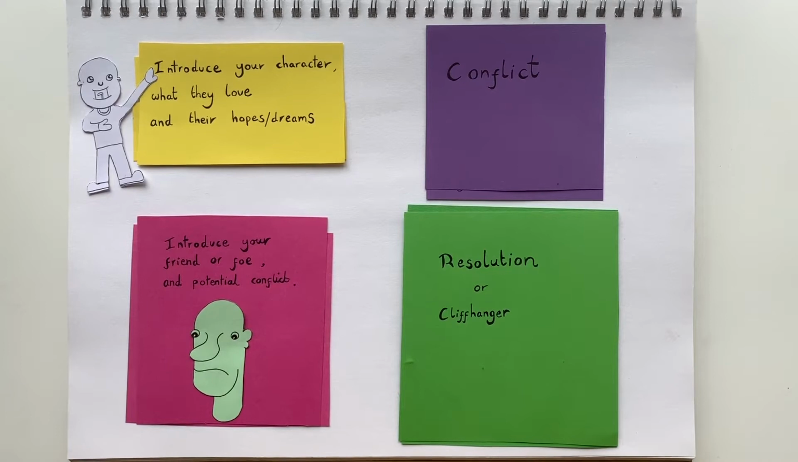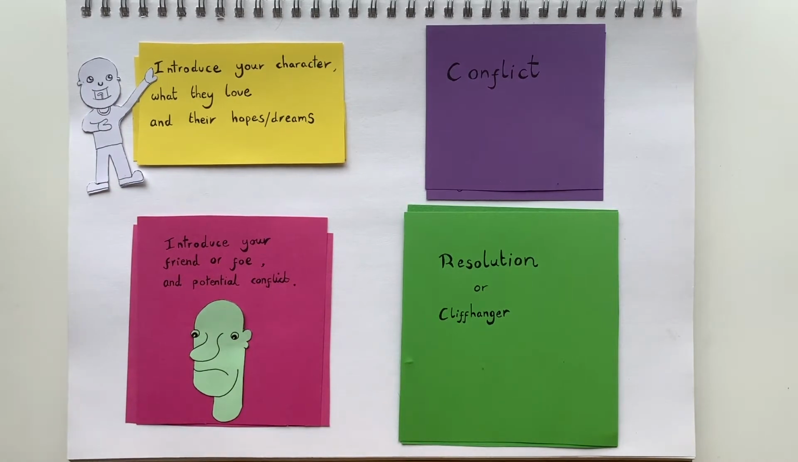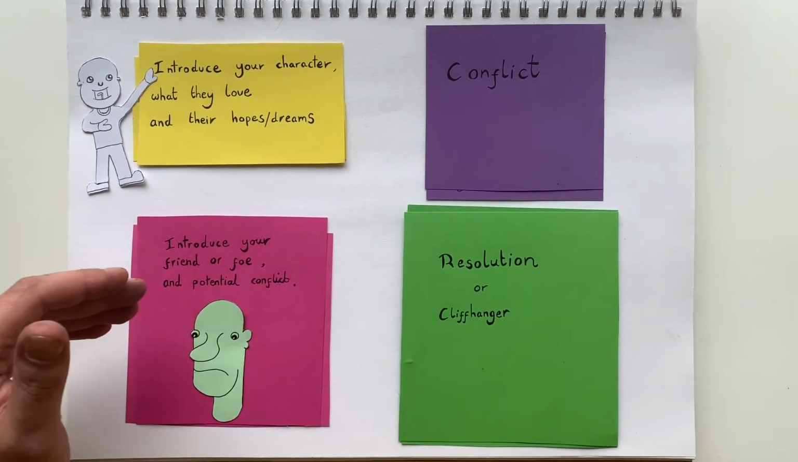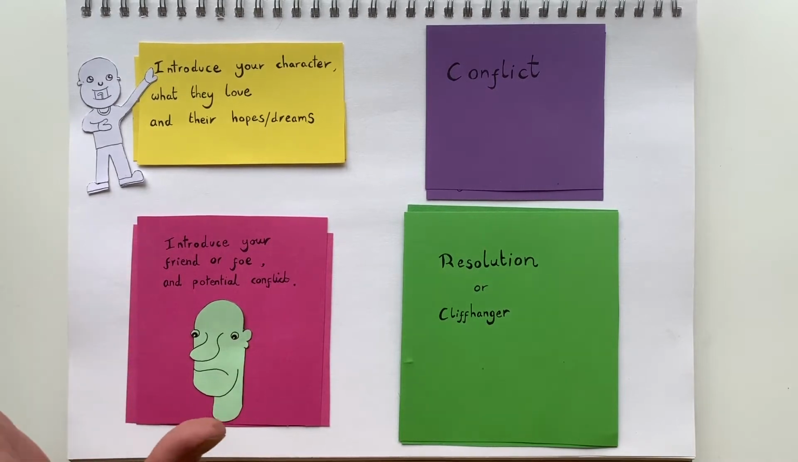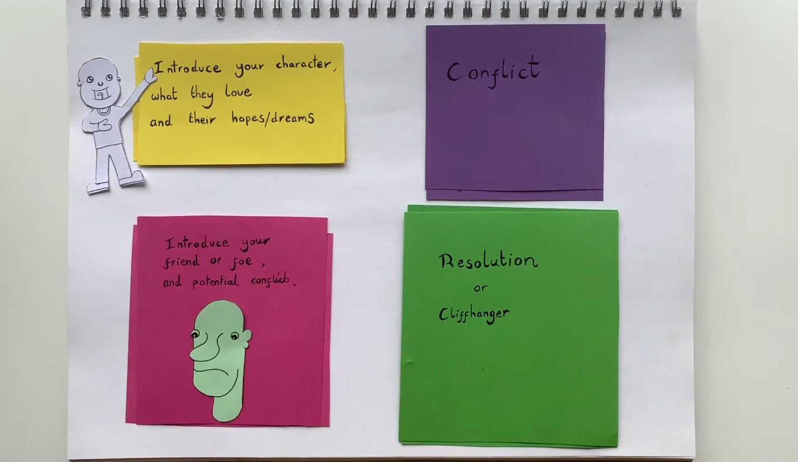Okay, have fun. There are 4 steps to creating a story based on the 2 characters we've created so far. The first step of the story is to introduce your character, what they love and their hopes and dreams. Then we're going to introduce your friend or foe and any potential for conflict. Then there's going to be a conflict, and then there is a resolution or cliffhanger. We're going to go through these one by one. As we answer these questions, start to write down your story so you've got it written somewhere.